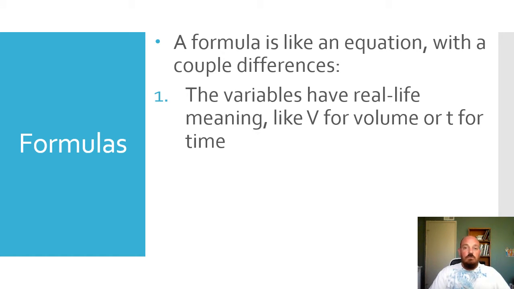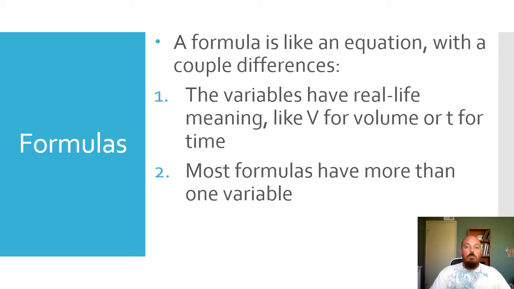Number one, in a formula, your variables usually have real life meaning. So, like, you might use V for volume, T for time, A for area, things like that. Whereas in an equation, we usually just say X. X is just a number, it doesn't really mean anything, it's just solve for X. But in formulas, the variables do usually mean something.